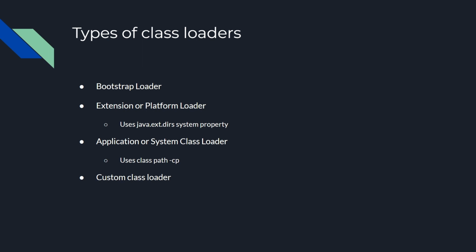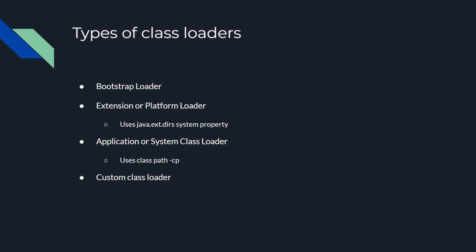This is the primordial loader. This is also called the primordial loader. That means it has no parent. Bootstrap class loader is the class loader which is responsible for loading all the core Java classes and all the libraries from JDK and JRE. It loads all the classes which is required by the JVM to start its own execution. So when a Java application starts up, the Bootstrap class loader is the first class loader to be invoked by the JVM to basically load all the required classes. All right.